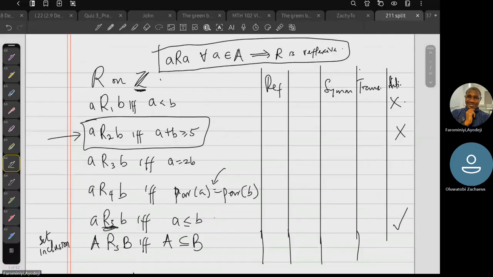Yes, sir. Every set is a subset of itself. Every set is contained in itself. So it means it is reflexive. Do you understand? Yes, sir. Is it symmetric?